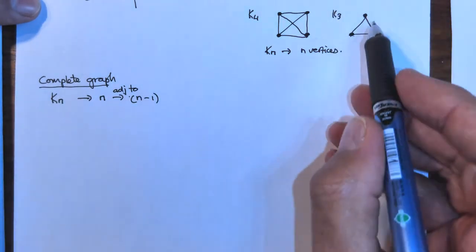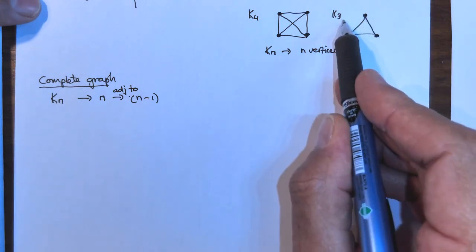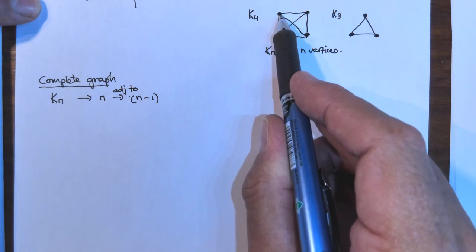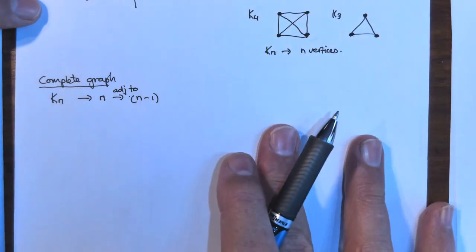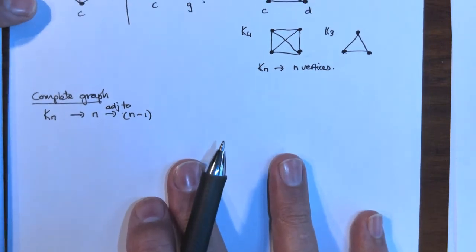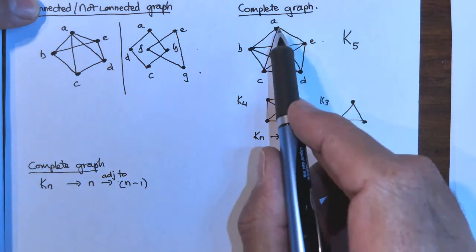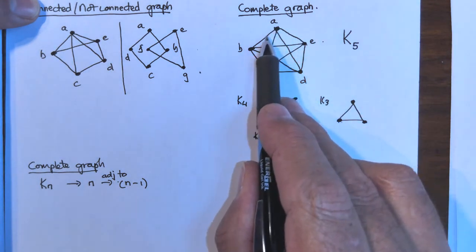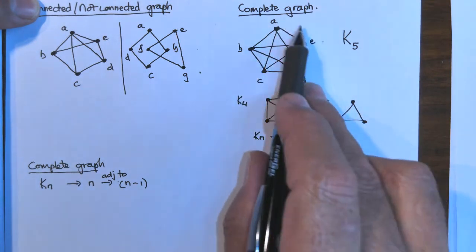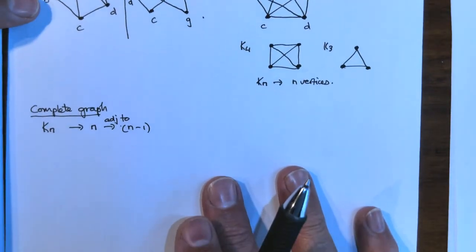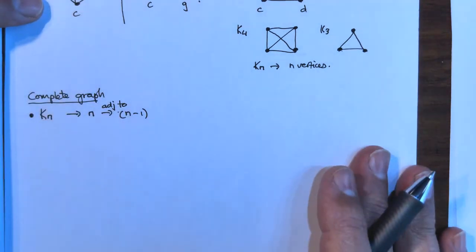Now let's just look at this. This vertex is adjacent to 2 others in K3. In K4, this vertex is adjacent to 3 other vertices in the complete graph K4. If we go to the original K5, sorry, then A will be adjacent to B, adjacent to C, adjacent to D, adjacent to E. So it's adjacent to 4 other vertices. Okay, so that's one of the properties that we have.